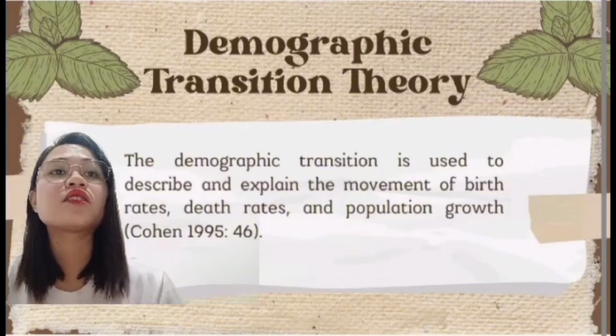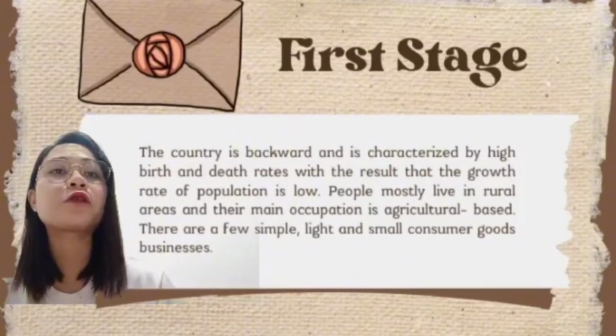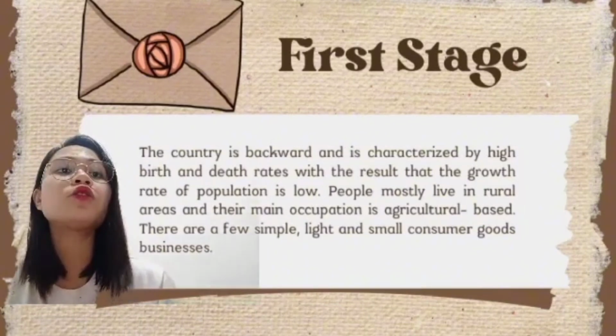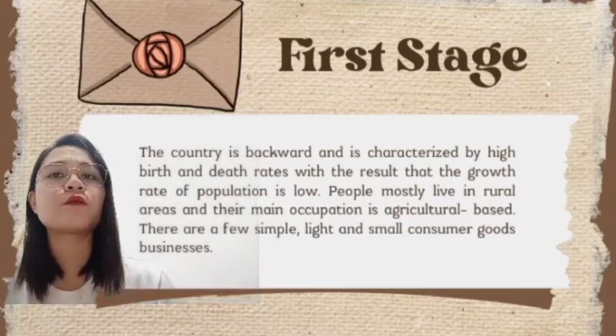So let's discuss the first stage. What is the first stage? The country is backward and is characterized by high birth and death rates, with the result that the growth rate of population is low. People mostly live in rural areas and their main occupation is agriculture-based. There are few simple, light, and small consumer goods businesses.